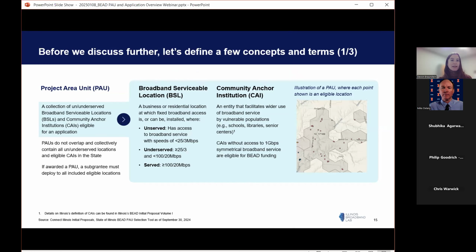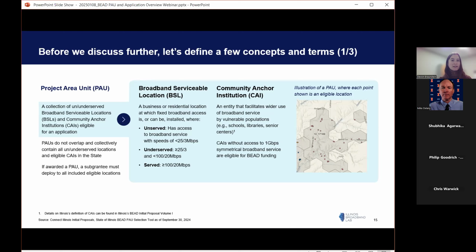PAUs include locations that are eligible to be funded through the BEAD program. Right now, they include both unserved and underserved locations, in addition to eligible community anchor institutions. And eligible community anchor institutions are defined as CAIs without access to gigabit symmetrical service.